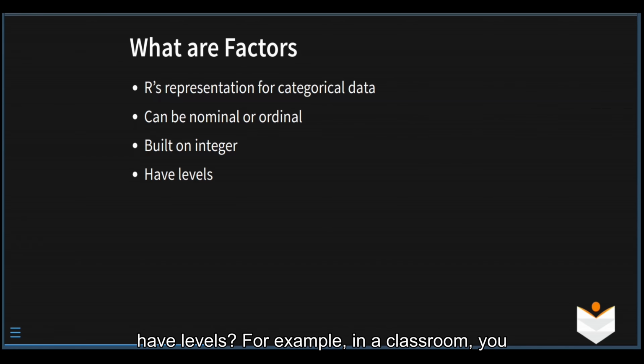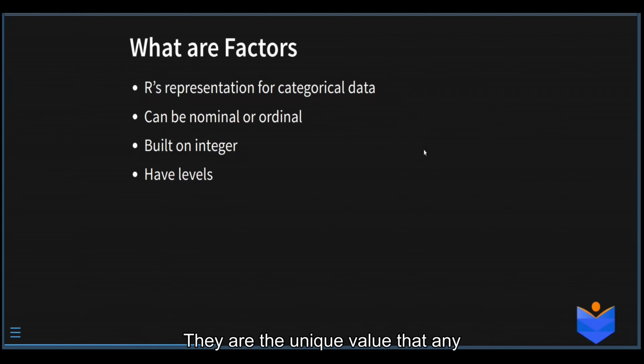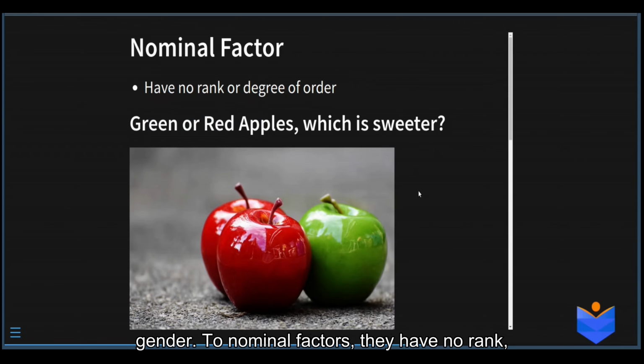For example, in a classroom, you have 50 students, 20 are boys, 30 are girls. How many genders do you have? It's still male and female. You still have two groups, boys and girls. So the levels are boys and girls. They are the unique values that any group can take. In this case, the group is gender.